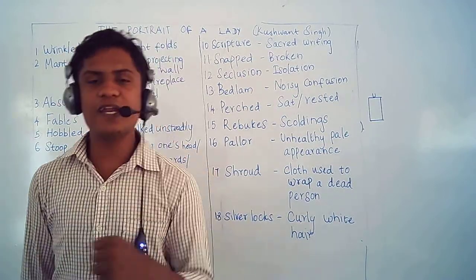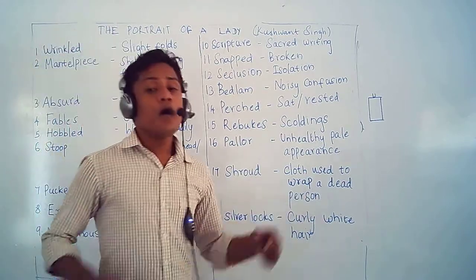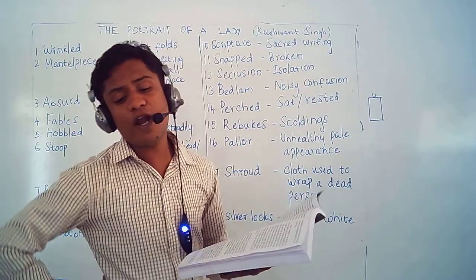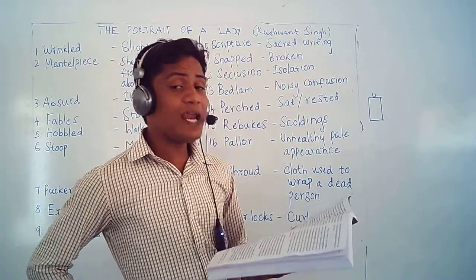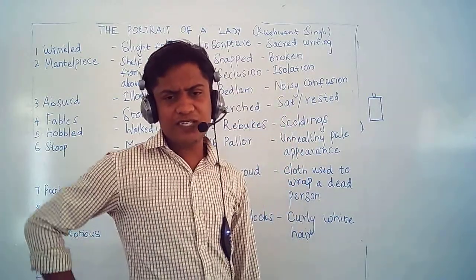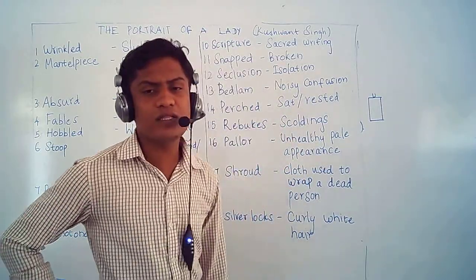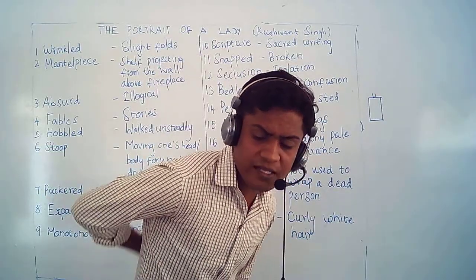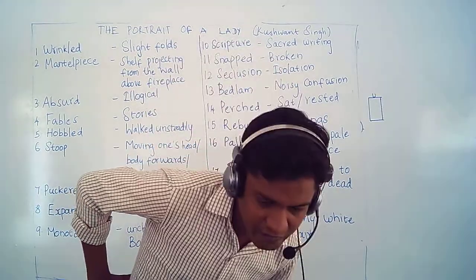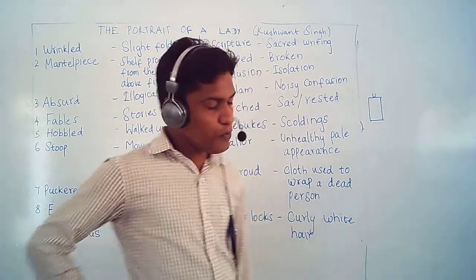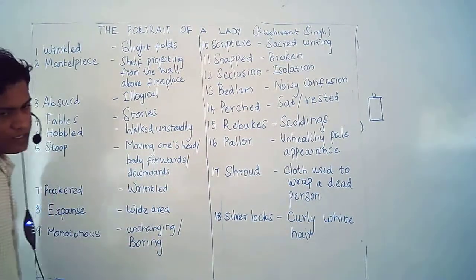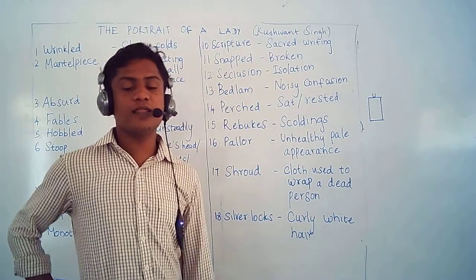So she used to hobble across the house, and she used to keep one of her hands on her waist to balance her stoop. What do you mean by stoop? She was slightly bent, right? Because of the slight hunch, her back used to pain, so she used to bend forward and then backward. That is called a stoop. Stoop means moving one's head or body forwards and downwards.